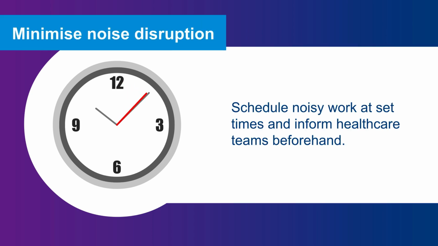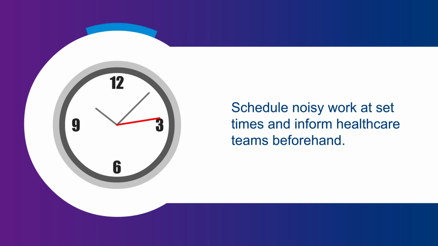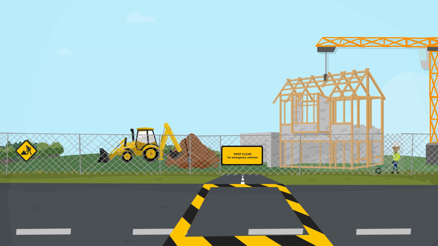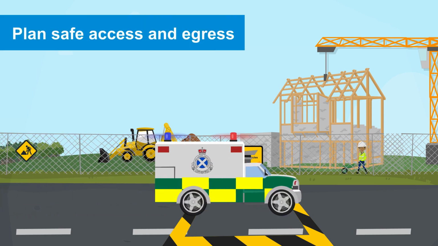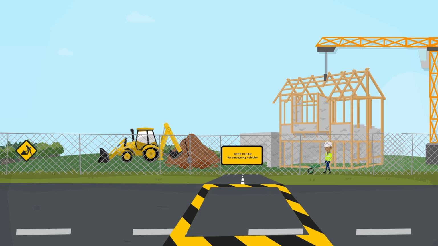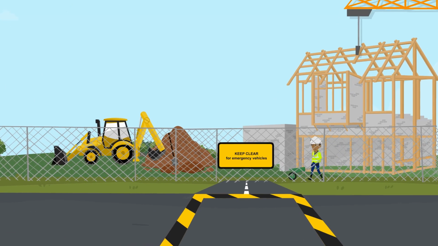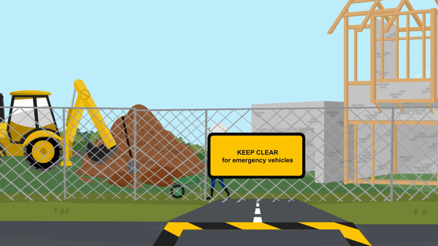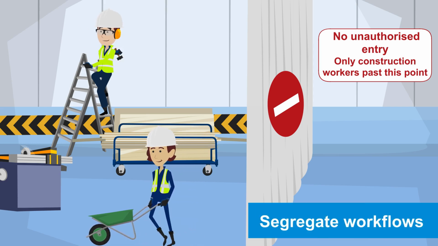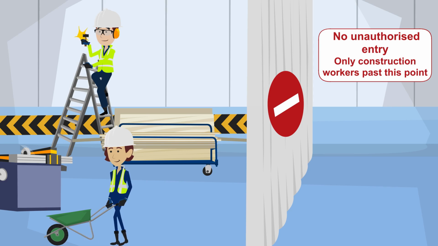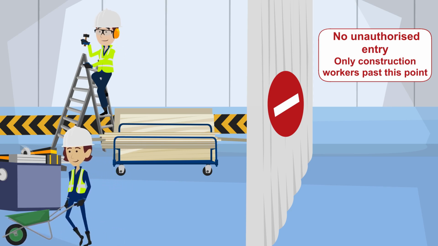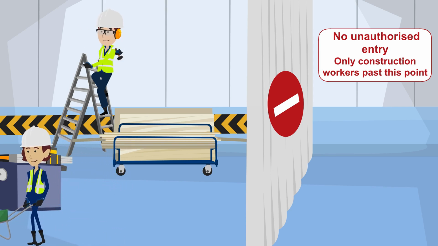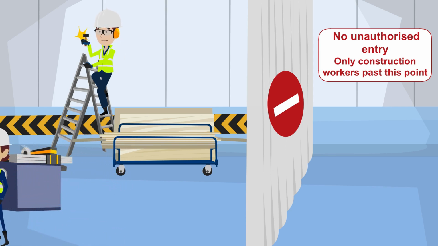Minimise noise disruption. Schedule noisy work at set times and inform healthcare teams beforehand. Plan safe access and egress. Use routes that cause the least disruption in live healthcare environments. Keep emergency access clear at all times. Segregate workflows. Separate work areas from any patient, staff and public areas to protect people, equipment and the environment.